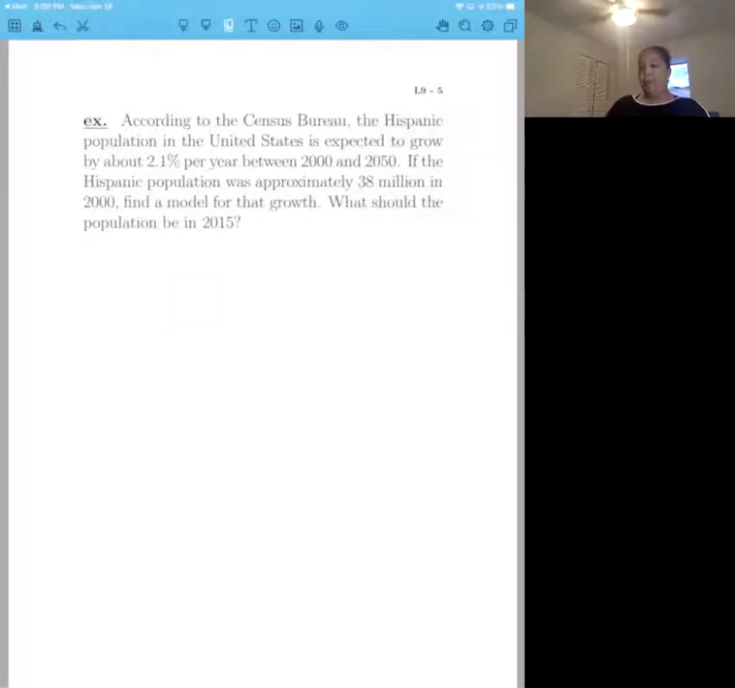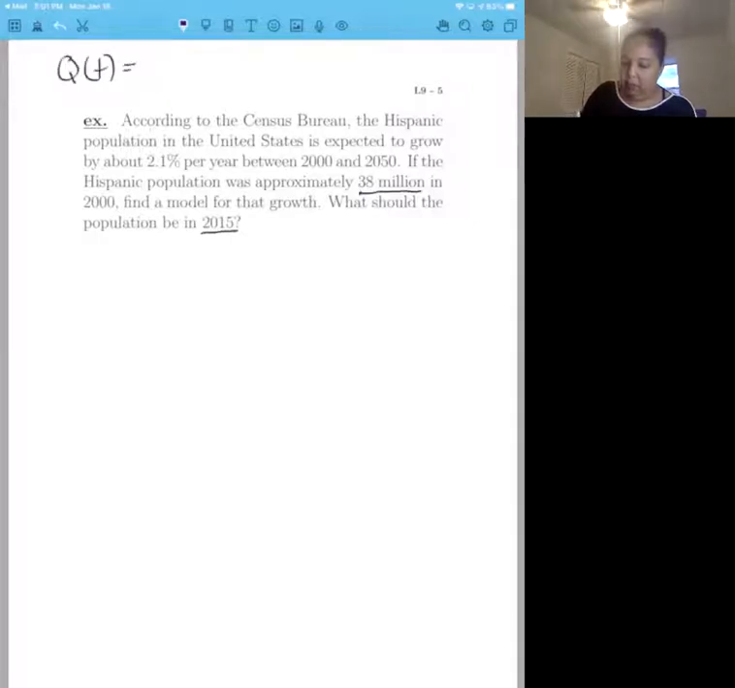According to the Census Bureau, the Hispanic population in the United States is expected to grow by 2.1% per year between 2000 and 2050. If the Hispanic population was approximately 38 million in 2000, find a model for that growth. What should the population be in 2015? So we have two questions. We need to find Q of t equals Q naught e to the kt. And then we want to use that to find the population growth in 2015, right?